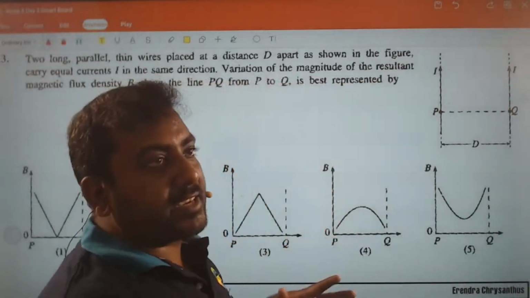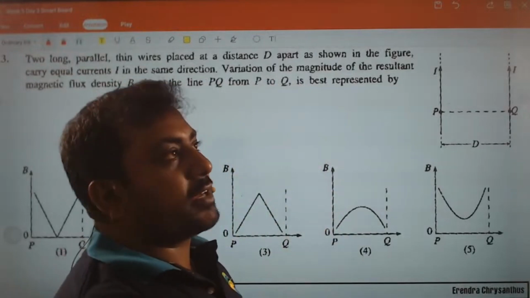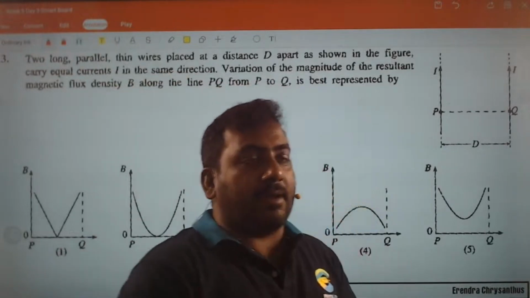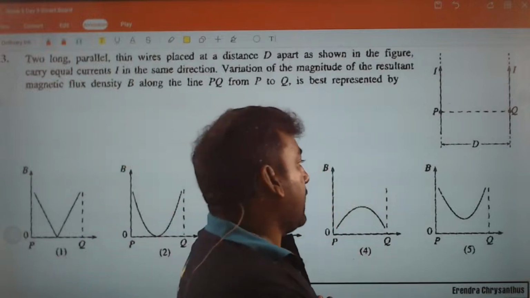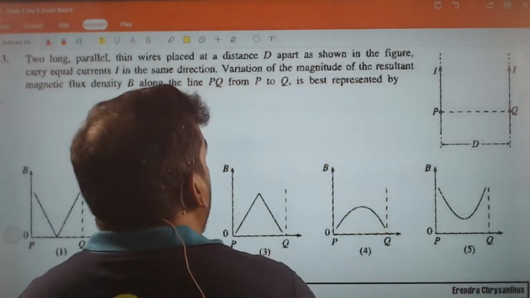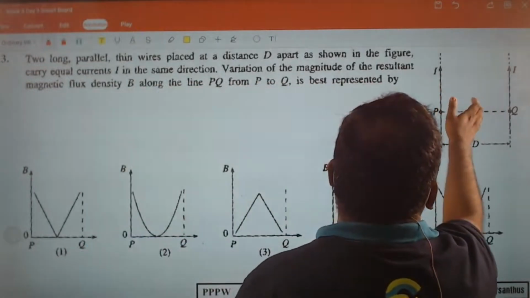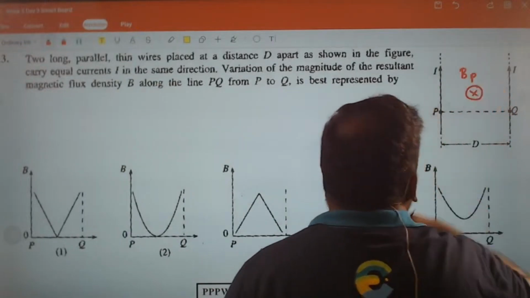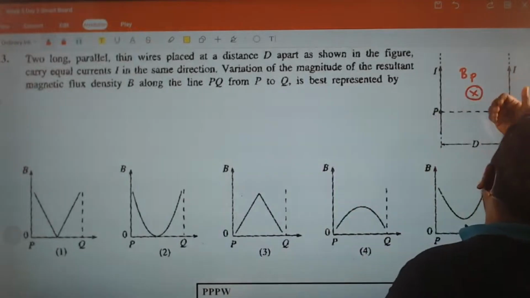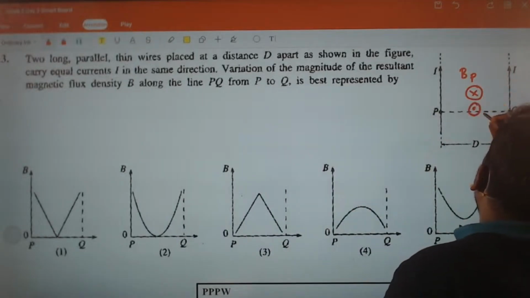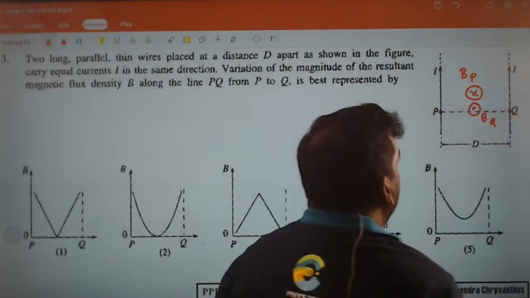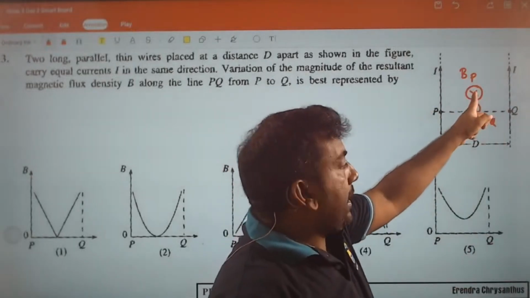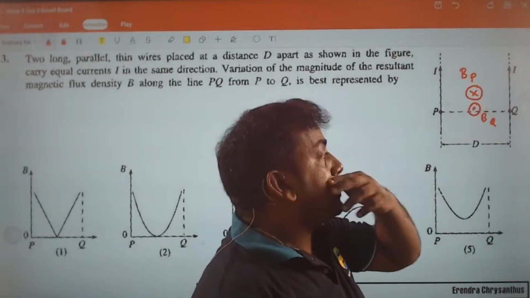Currents are in the same direction, so by the Biot-Savart law there will be an attractive force. In other words, we talk about the magnetic field. Here the magnetic field due to P is inwards, and here the magnetic field due to Q is outwards. So the fields of P and Q cancel off.